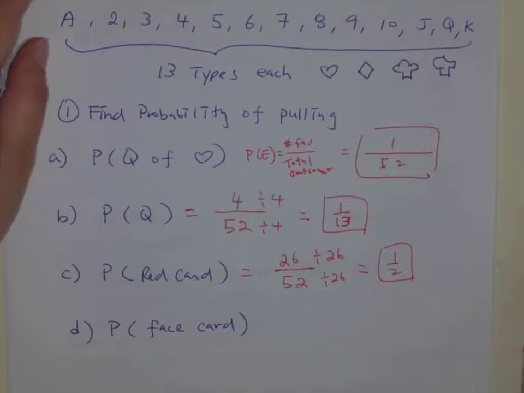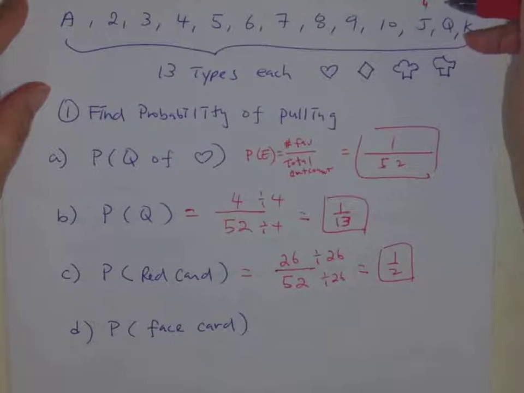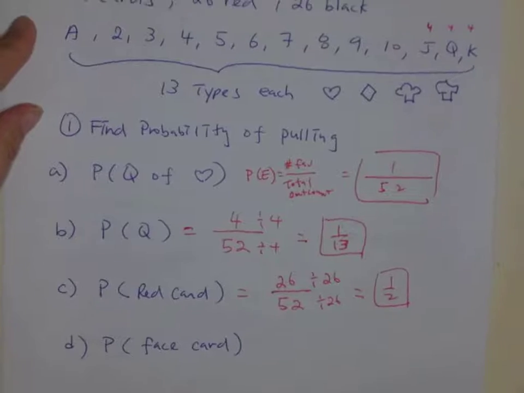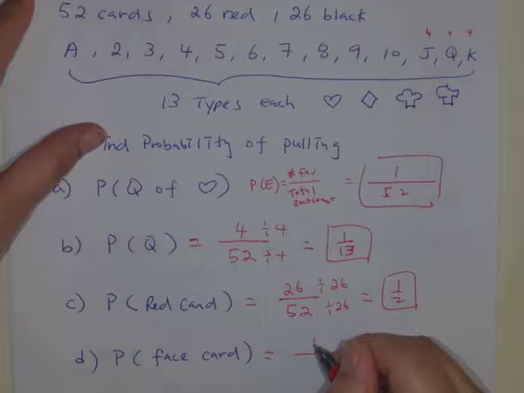Okay, and the next one is drawing a face card. What do they mean by face card? Face card would be all the jack, queen, and king, right? So I have 4 here, 4 here, 4 here, right? So totally I have 12 favorable outcomes for face card.